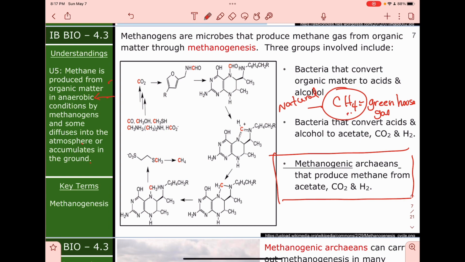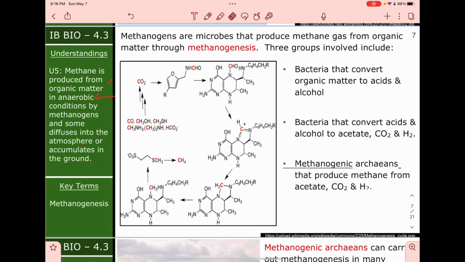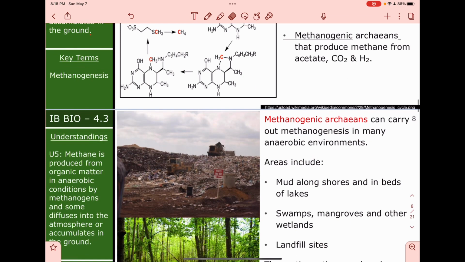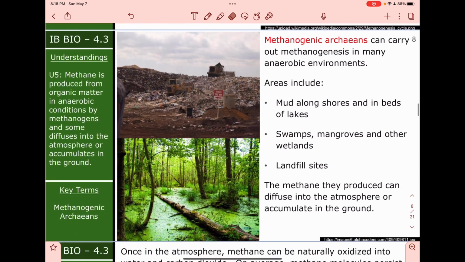You can have gas grills. We use methane gas for quite a lot of things, including replacing coal burning factories with methane gas burning factories. It's significantly cleaner than coal burning factories. However, it too has its downfalls. IB loves methanogens, and one of the ways it loves to talk about methanogens is because it wants you to know where you can find them, and it likes to ask questions about them.